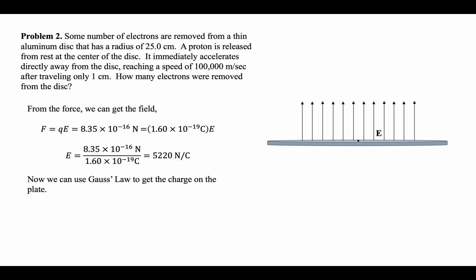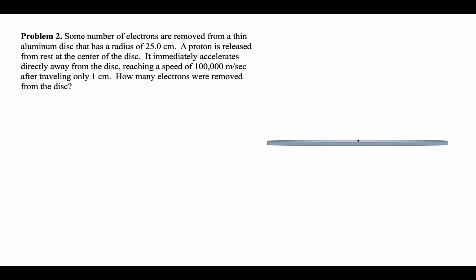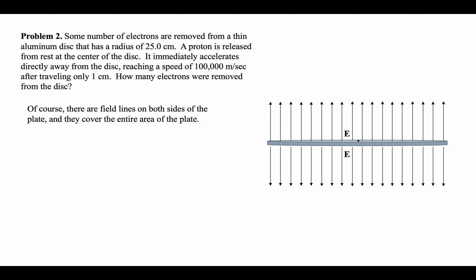Now we can use Gauss's law to get the charge on the plate. We know what the field is. E dot A is 4 pi kq enclosed. We have to choose a good Gaussian surface. A nice cylindrical pouch that fits snugly right around the whole plate. There's field lines on both sides of the plate. They cover the entire area of the plate like that. Gaussian surface is this: the dashed cylinder snugly around the plate.